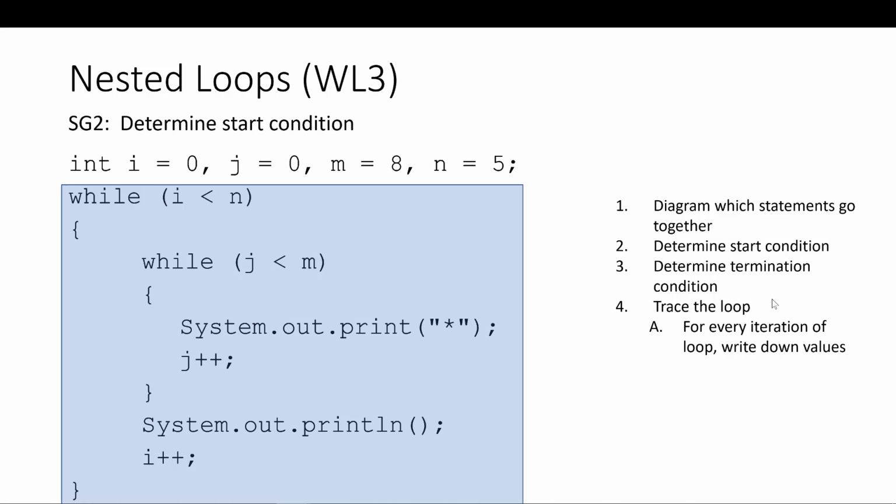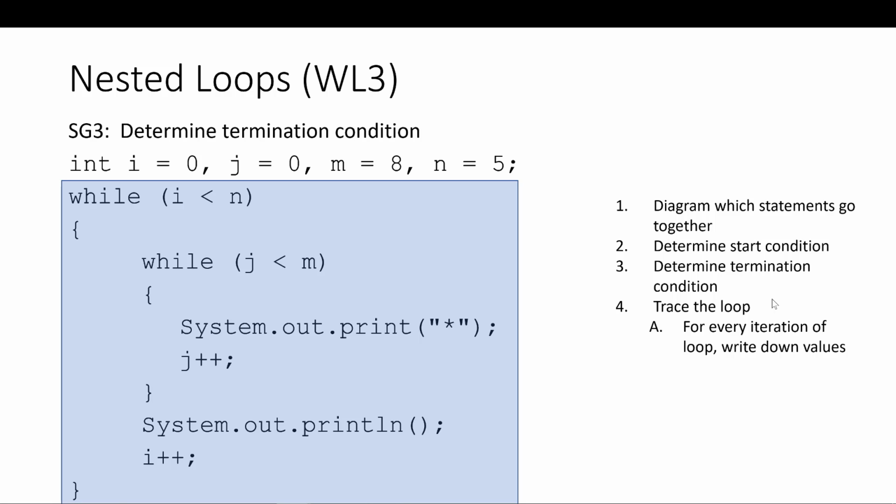Sub-goal 2 is to determine the start condition. We look and see that the condition for the loop is I is less than n, so we need to know what is the value of I and n when the loop starts. In this case, I is 0 and n is 5. Sub-goal 3 is to determine the termination condition. This loop will continue as long as I is less than n, so the ending or termination condition is when I is greater than or equal to 5, which is n.